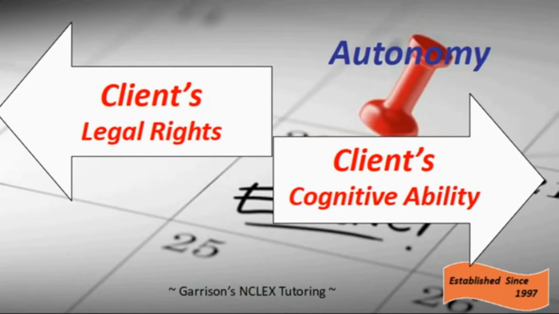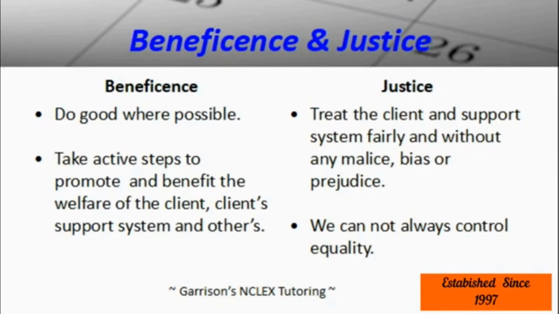So with autonomy, they have the right to make independent decisions, but if they have cognitive problems, there needs to be intervention. That's what I want you to take away from this section for the NCLEX. All right, now let's tackle beneficence and justice.